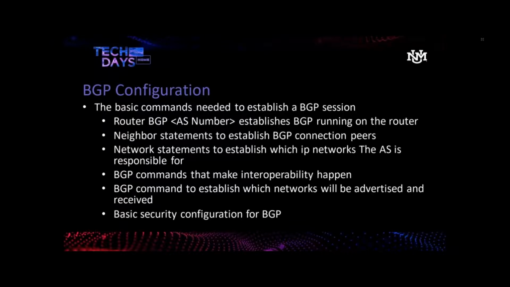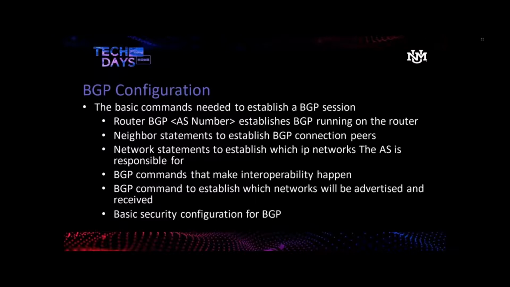Basically, you have to define what your autonomous system is for your router. You have to configure neighbor statements to be able to establish BGP connections to other peers. And your neighbor statement is typically something with the IP address of your neighbor and the autonomous system that it is a member of. Then your network statements establish which IP networks your autonomous system is responsible for. That's where we were talking earlier about your footprint. What are the networks that you're responsible for?